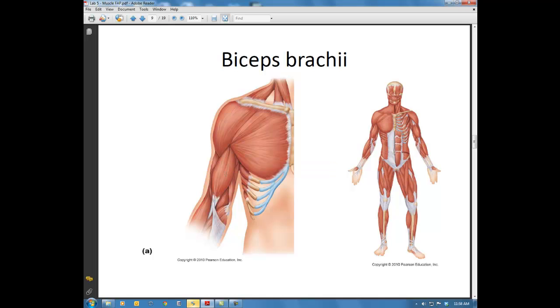So when someone is lifting a weight, bringing it closer to their body, that's an example of flexing the arm at the elbow. So be sure on the lab exam that you write biceps brachii, because there's another biceps muscle we're going to learn about, and it's found in the lower body.